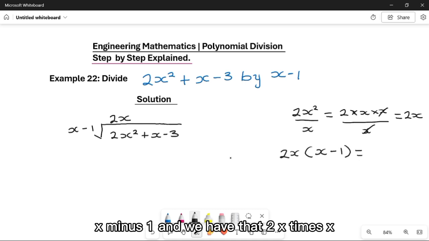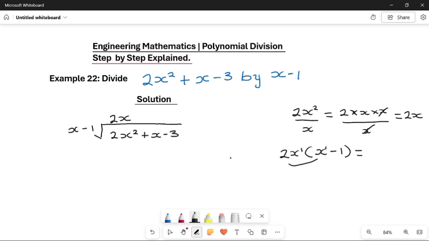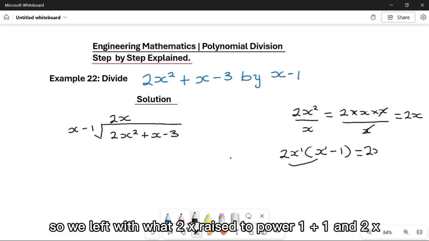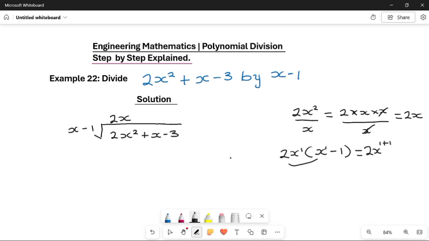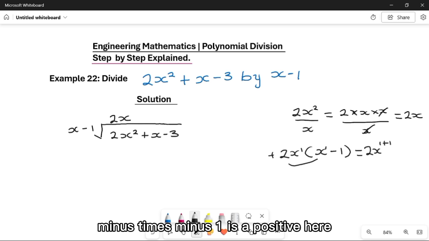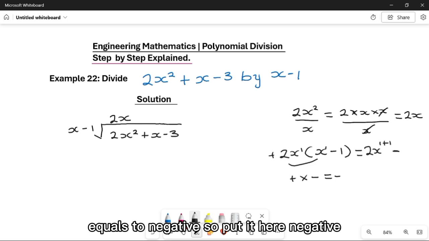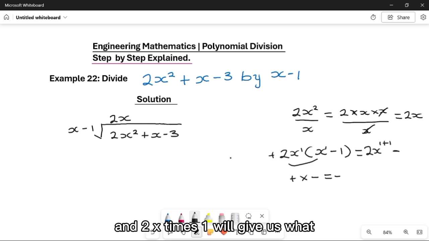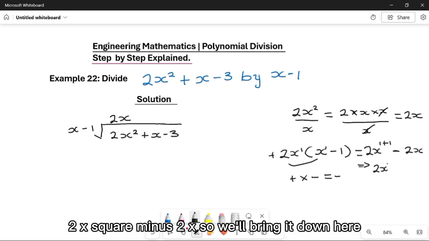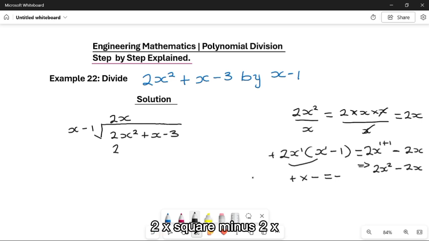And we have that 2x times x raised to the power of 1 here, x raised to the power of 1. And you know that when you're multiplying the same base, you add their powers. So we're left with 2x raised to the power 1 plus 1. Then 2x times minus 1: positive times negative is equal to negative. So we'll put it here. Then 2x times 1 will give us 2x. So we'll be left with 2x squared minus 2x.